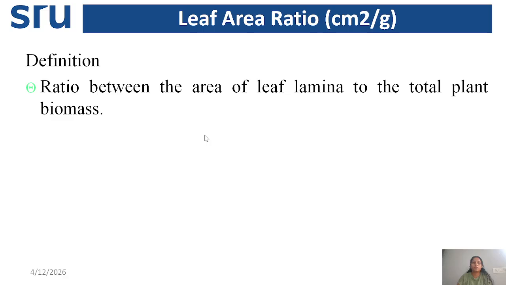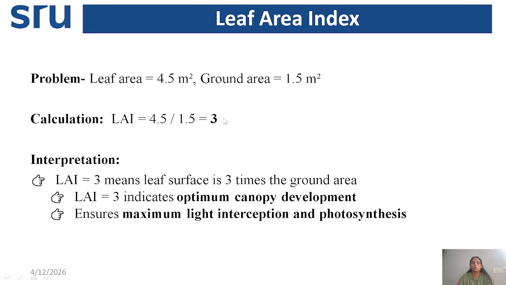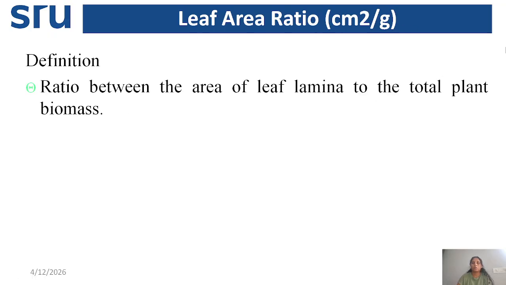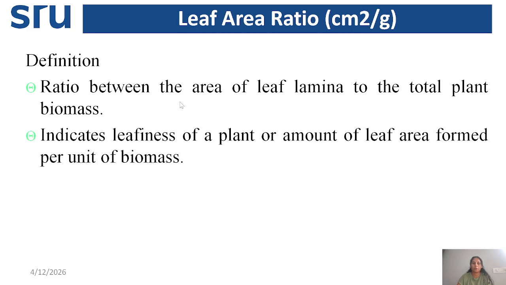So coming to leaf area ratio. It is the ratio between the area of the leaves and the total biomass. Here we compare the area of the leaves with the ground area, that will give you leaf area index. So leaf area ratio means, based on the biomass, how much leaf area the plant has shown. That ratio is known as leaf area ratio. It is measured in centimeter square per gram. The unit of the leaf area ratio is centimeter square per gram.